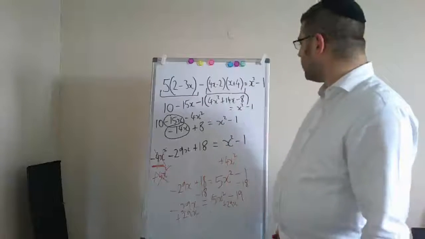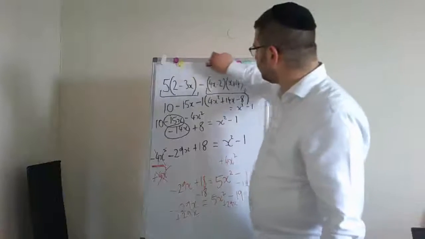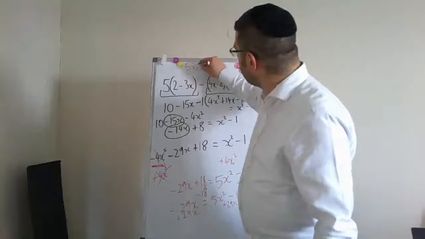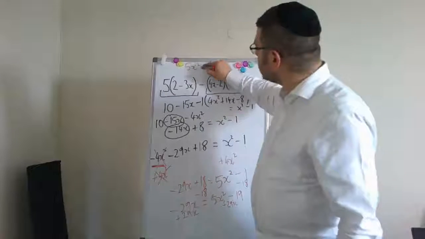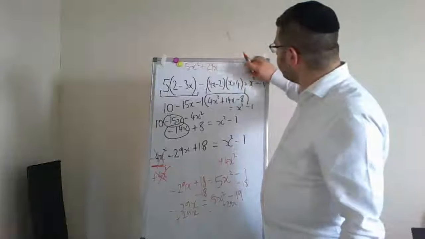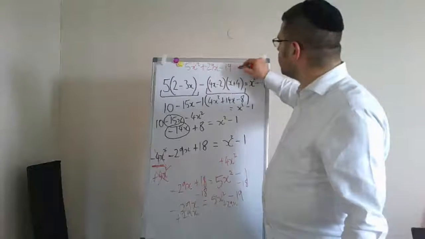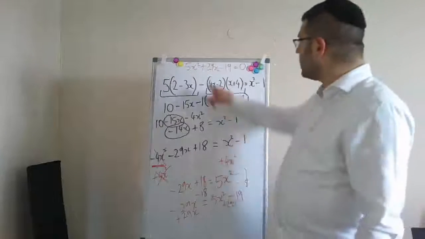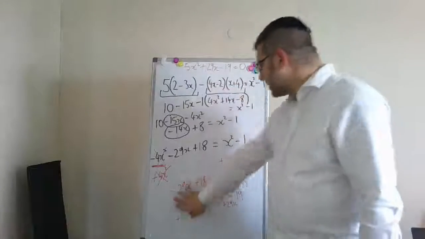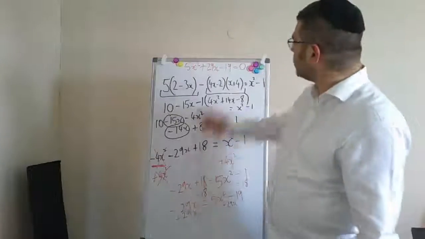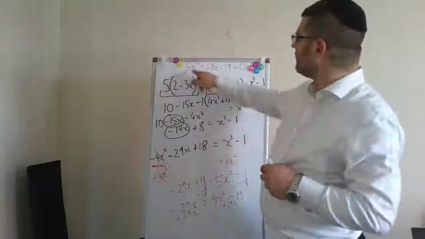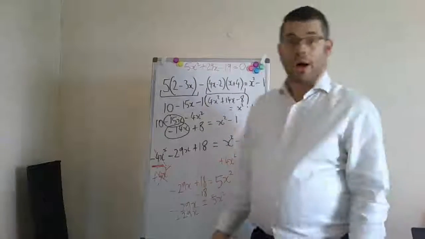So therefore, the final answer is 5x squared plus 29x minus 19 equals 0. Because I had the 5x squared and the minus 19 already, and then I added 29x on both sides. So there was 0 left there. So I just put the 0 on the right hand side, and all of this I just wrote on the left hand side. I just switched them around. So we get 5x squared plus 29x minus 19 equals 0.